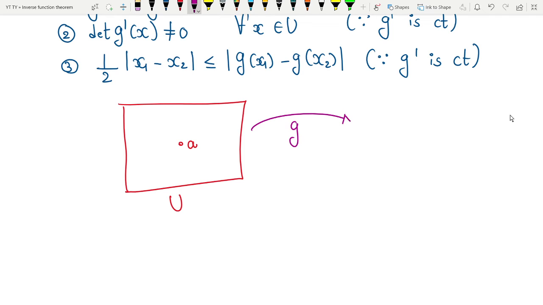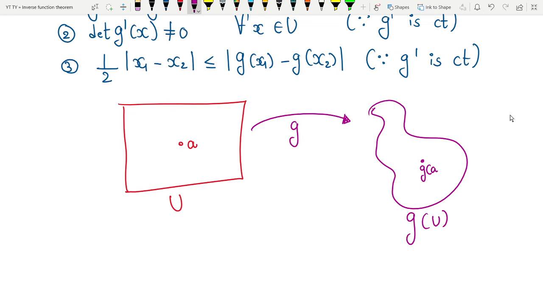Now on this u, I apply my g. What I get after applying g, I get some other set, right? So that set might look like some random set, right? I'm just putting some random things. I just want it to be more smooth like this. Okay, so this is the random set that I have drawn. This set is nothing but my g of u. Since a is inside u, there would be somewhere g of a as well, right?